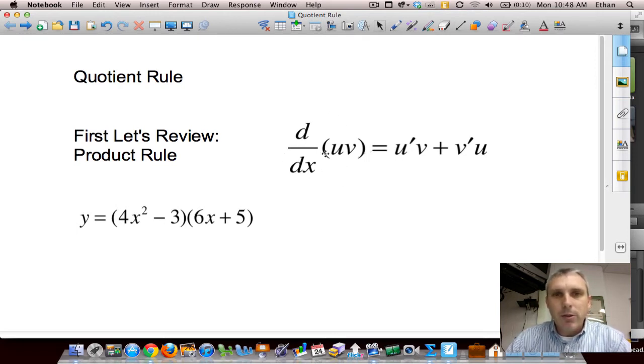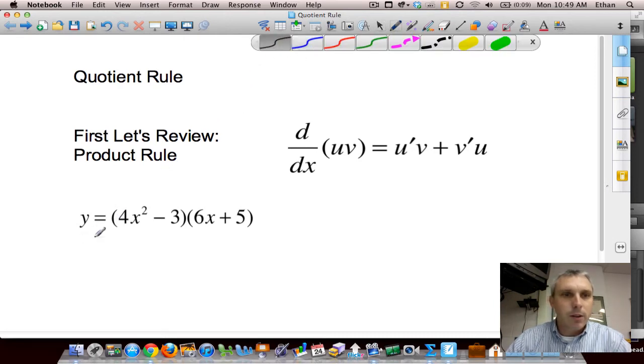So basically what this notation says is derivative of u times v with respect to x. We'll talk more about that in the coming weeks. But this notation means find the derivative of a product, u times v. And the thought process that I always go through is u prime, which means the derivative of u, times v, plus the derivative of v times u. Derivative of the first times the second, plus the derivative of the second times the first. So for example, it's going to look like this.